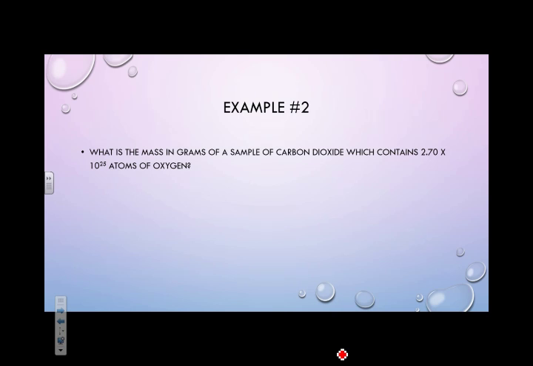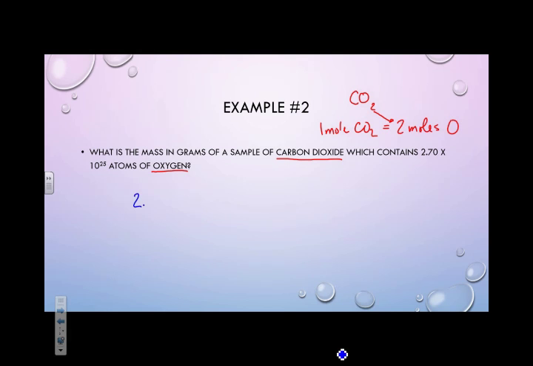So that tells me I have an element that's within the compound. And so if I write out the formula for carbon dioxide, I see that in 1 mole of CO2, there are 2 moles of oxygen. Just picking that up from my subscripts. So I'm going to need to use that relationship.